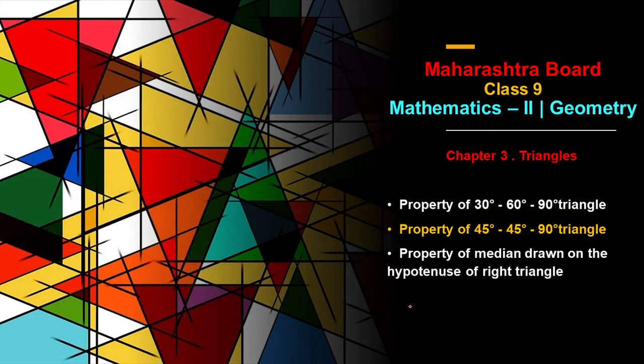In today's math session, we will be learning certain properties of triangles. We will be dealing with certain special category triangles, like the triangle which has 30, 60, 90 degrees as its angles. As well, we will see the property of a 45, 45, 90 degree triangle, and we will first learn what a median is, and then we will see the property of a median which is drawn on the hypotenuse of a right triangle. So let's start seeing this one by one.